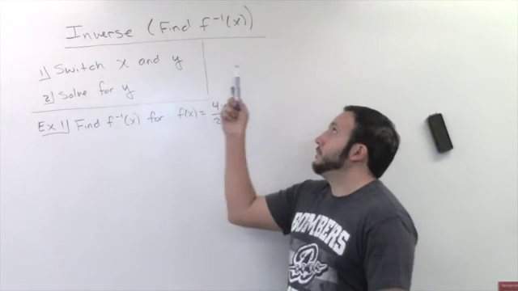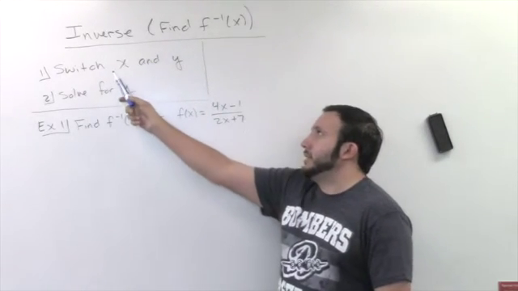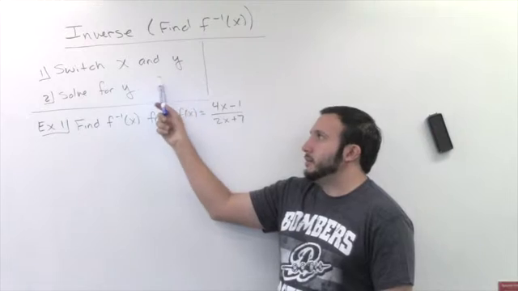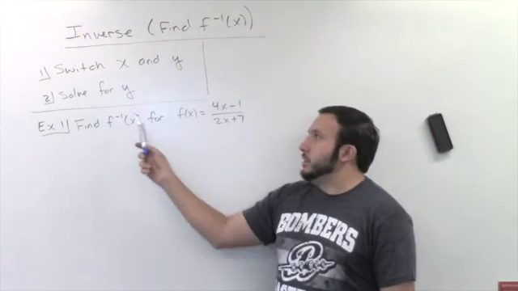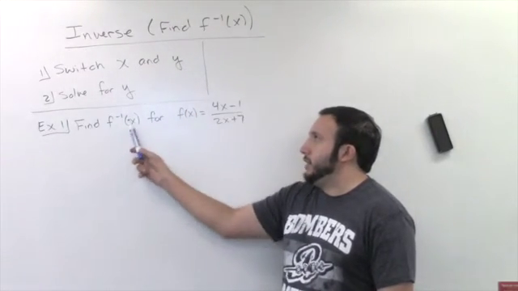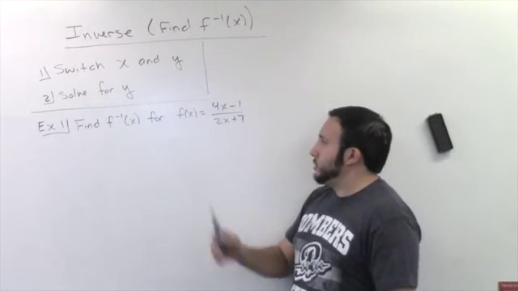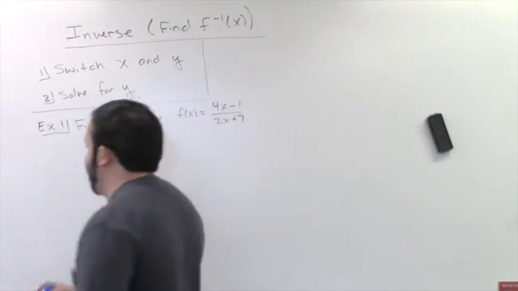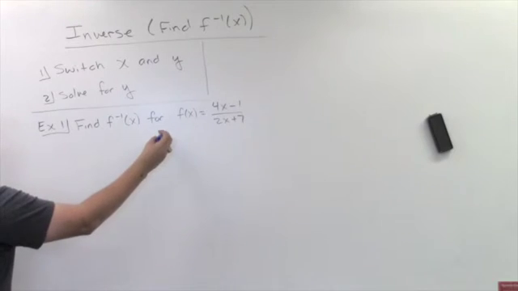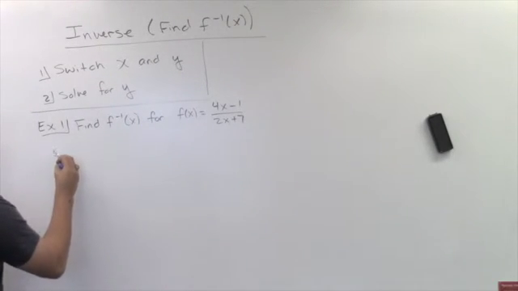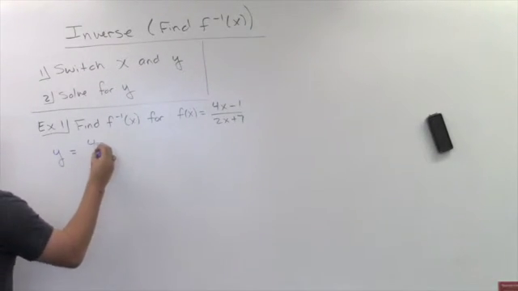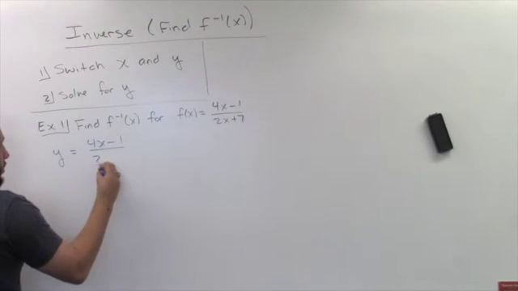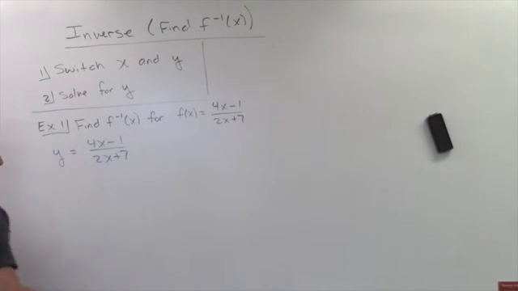The way you find an inverse is I like to switch the x and the y and then solve for y. So here, if I want to find f inverse of x, for f of x equals (4x minus 1) over (2x plus 7), technically I can rewrite this function. What is f of x equal to? Well, y. y equals (4x minus 1) over (2x plus 7).